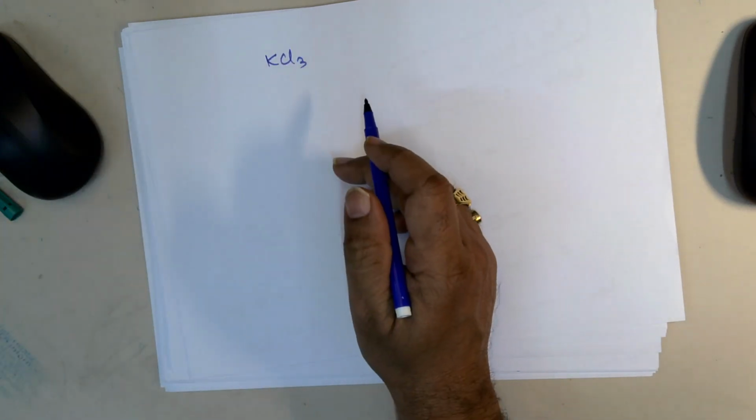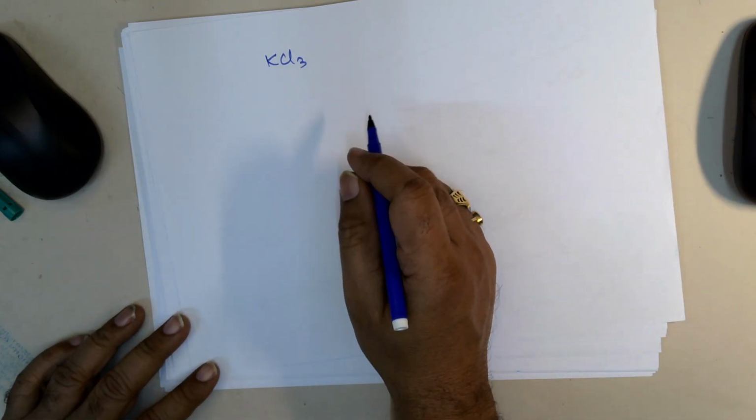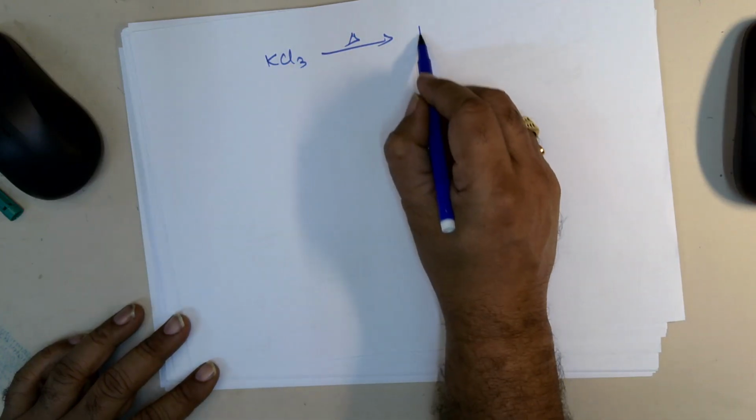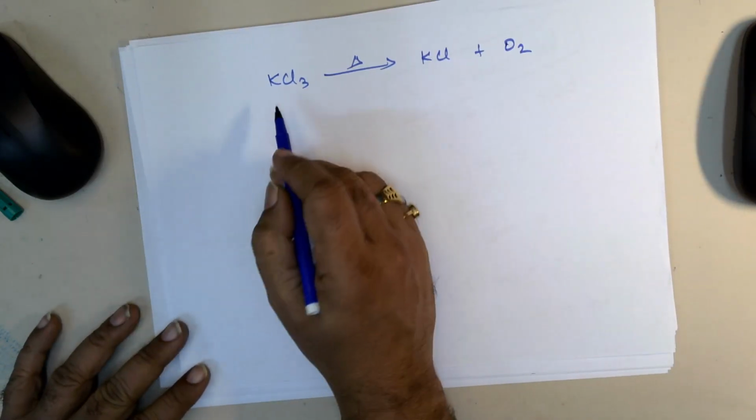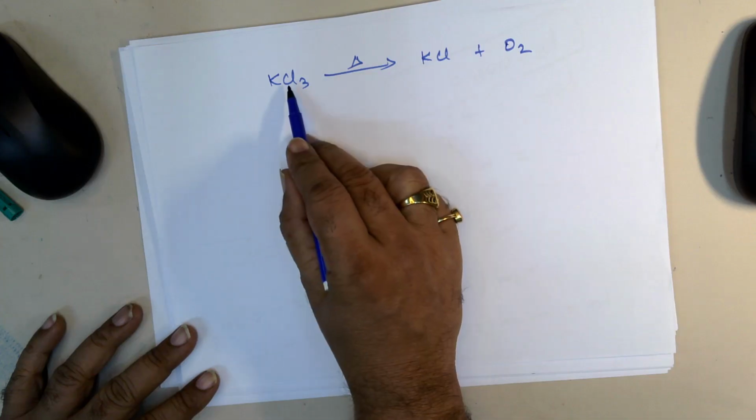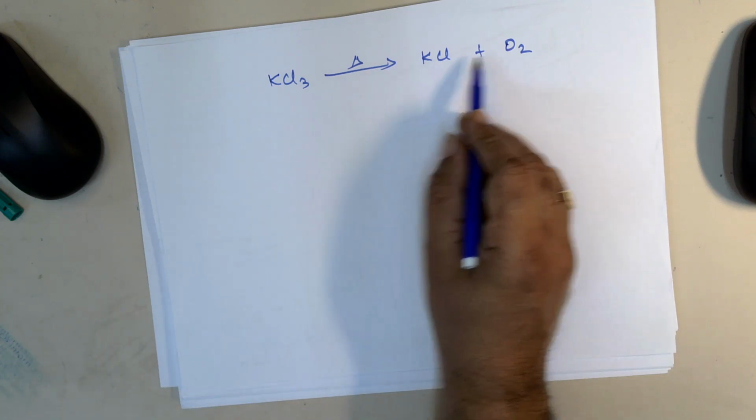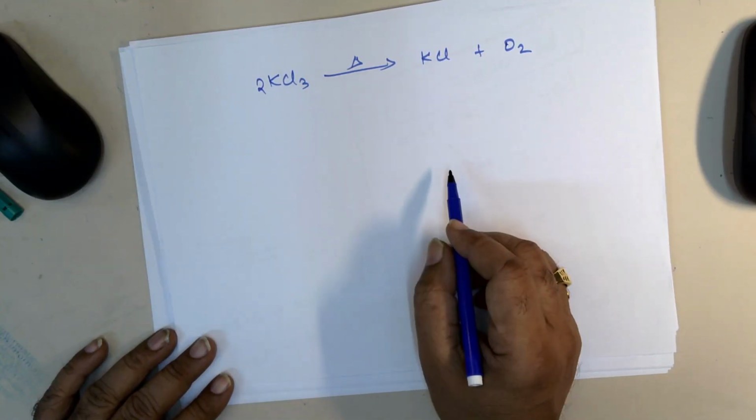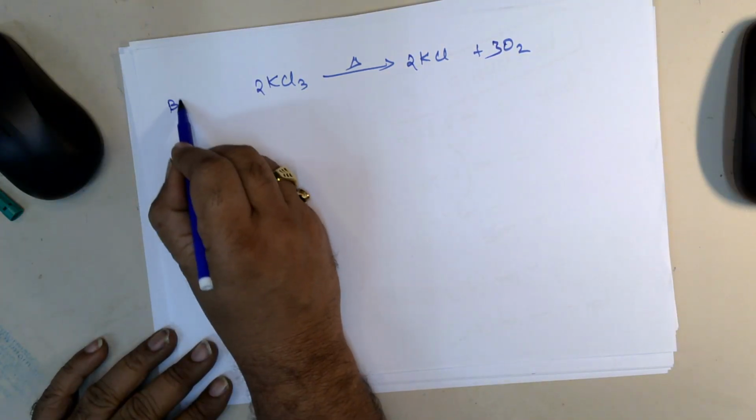KClO3, that we already discussed in the previous problem. So, take down KClO3, on heating it gives, what is that? KCl and oxygen. So, balance it. Tell me, heating gives potassium chloride and oxygen. Now we have to balance. Can you balance 2 moles of KClO3? 2 KCl, you can put 3 oxygen, right? So now we have got the balanced reaction.